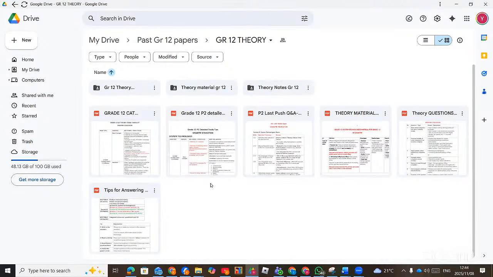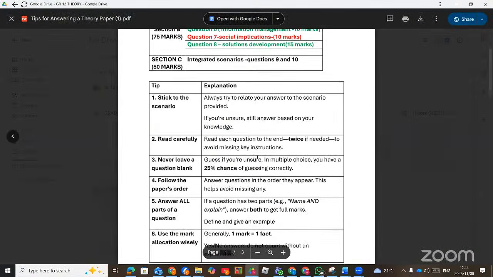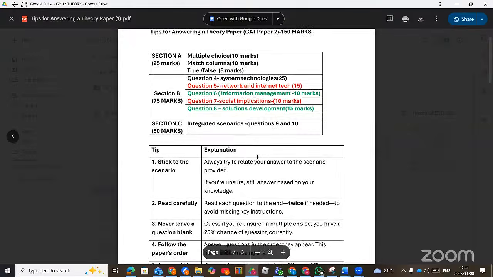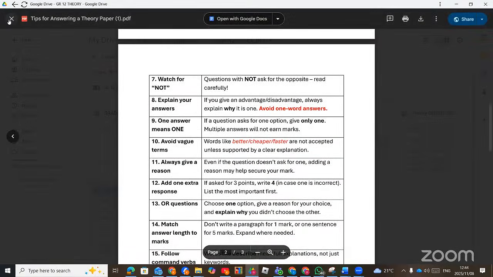All of them are here: the last push, and then the theory questions, and there's another one, the last push. There are 2 sets of questions, last push questions and theory questions, and then the material also, the details, if you want to go through them. And then the tips for answering questions also, I provided them here for you in terms of the distribution, the multiple choice, and what you must do. You must follow these tips so that they will assist you to achieve better marks.